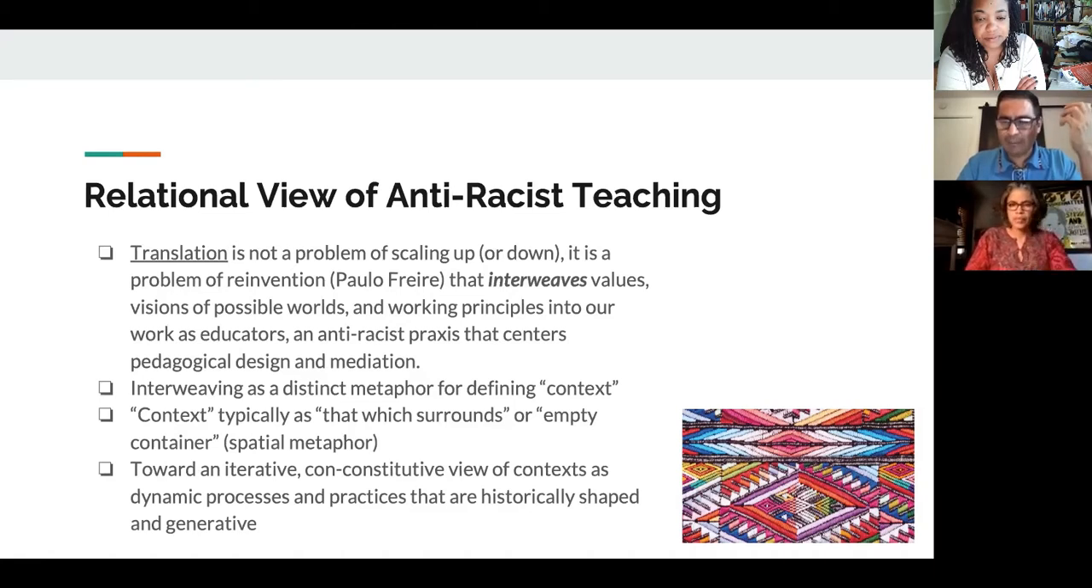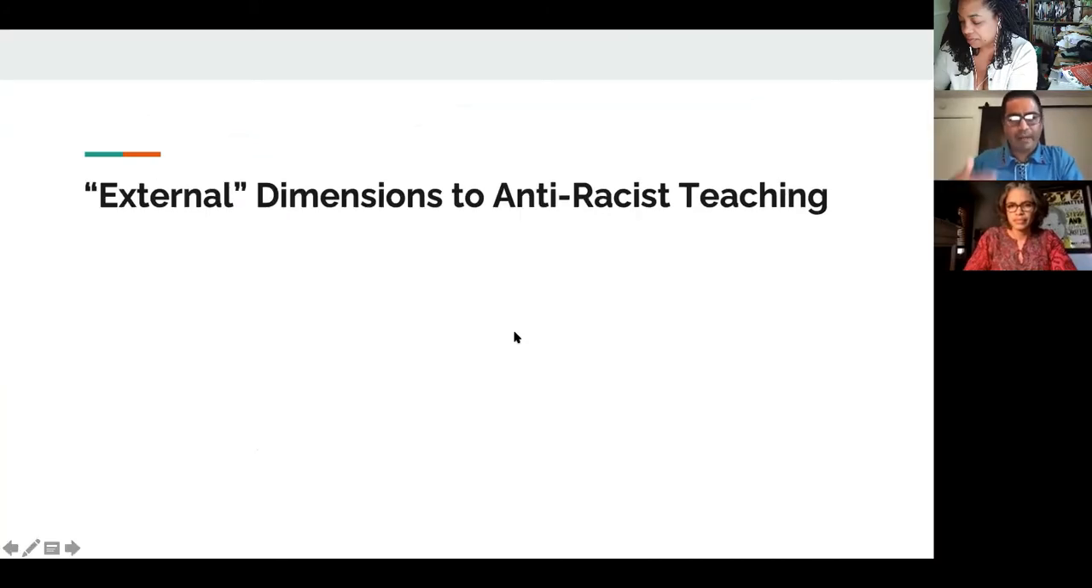The practice piece is key because for me to talk about anti-racist teaching and try to think about how that translates to different settings, I also have to center practice. Otherwise, I end up at the level of theory. Even the language that I'm using can be very theoretical. And so I'm talking about anti-racism. What does that look like? And I know Monique's going to be breaking down more concrete stuff.